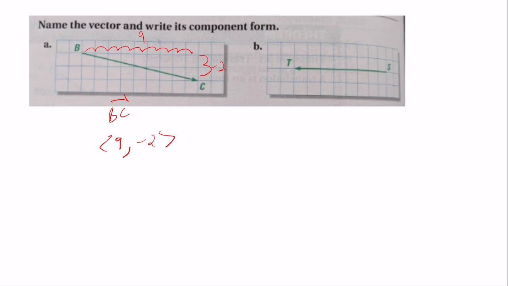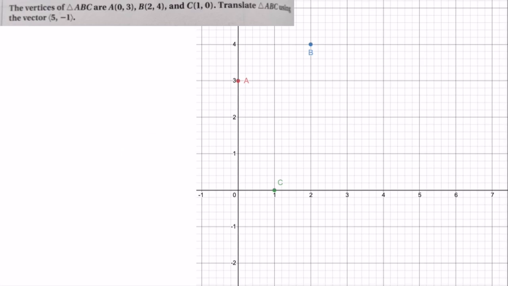Notice the brackets. Okay, over here, even though t is on the left, notice t has the arrow. I am moving from s to t, so I need to write it as vector st. And horizontal component, I'm moving 1, 2, 3, 4, 5, 6, 7, 8 units left. So that is a -8 for the horizontal. I am not moving at all up or down, so my vertical component is 0. Okay?